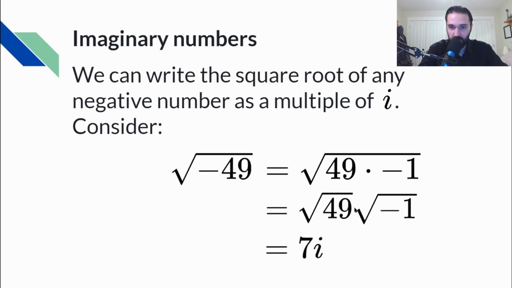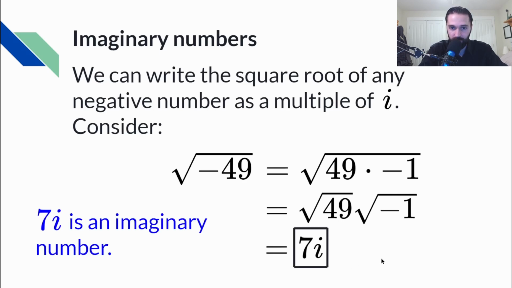The square root of 49 is 7. And then the square root of negative 1, we've given that a name, it's i. So we have 7i for our solution. 7i is an imaginary number.